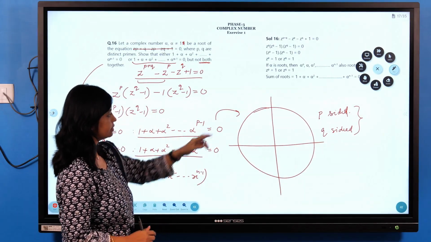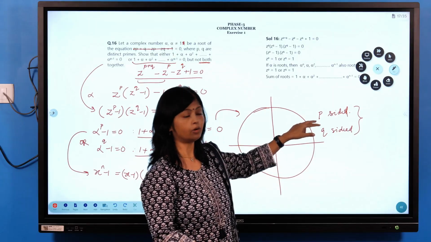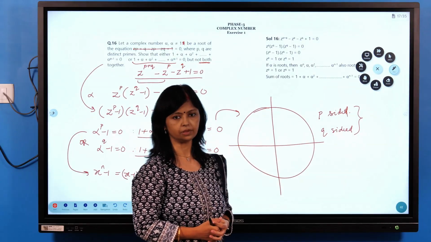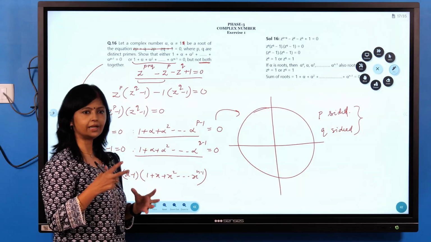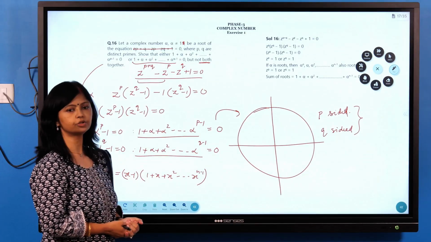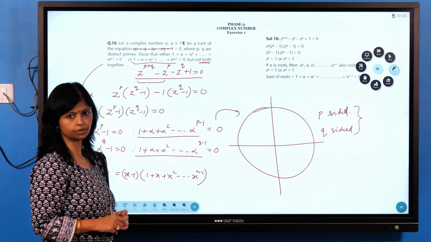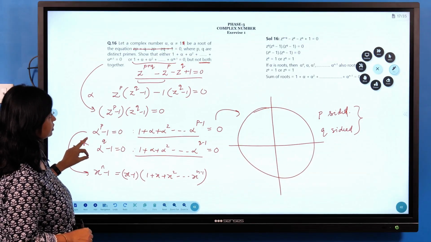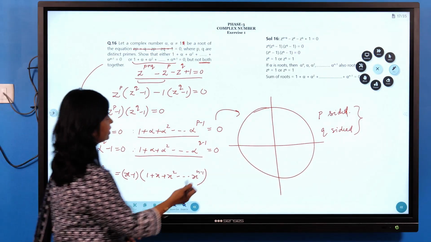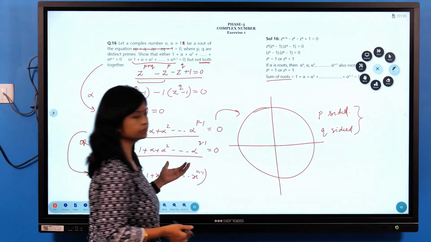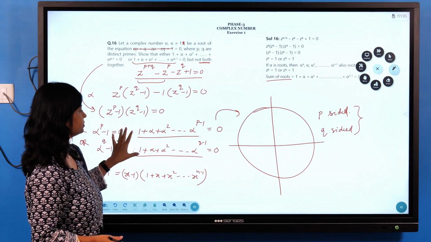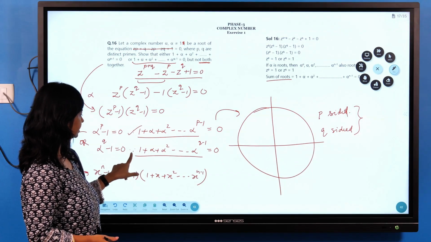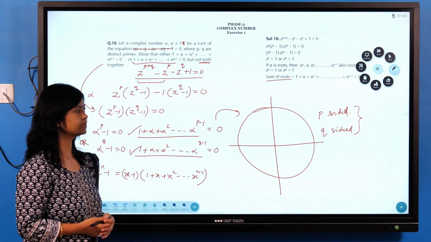Now, p-sided and q-sided polygons are not going to overlap each other. The reason being, p and q are co-prime, or in this case, they are just distinct prime numbers. So they are not going to be like a cube root of unity and a fifth root of unity. They are not going to coincide. So that is what has to be understood here. Some of the roots, maybe you can also come to the same conclusion. So what I'm trying to get to is that these two are always equal. That is not a problem.